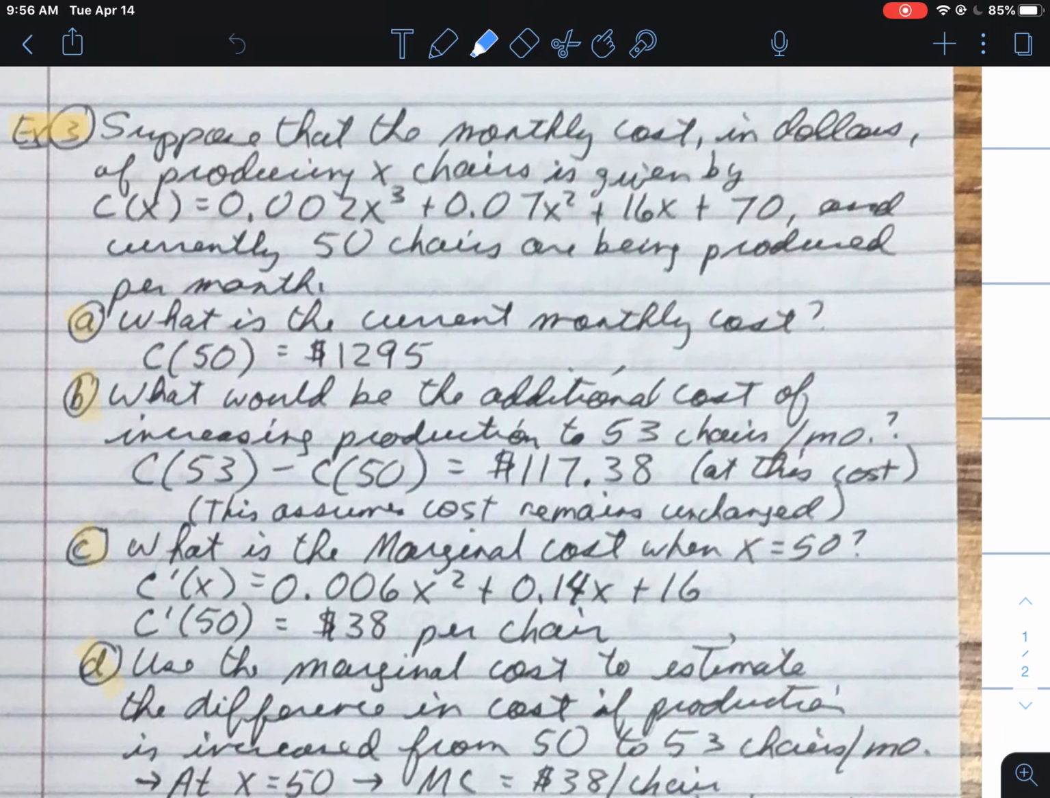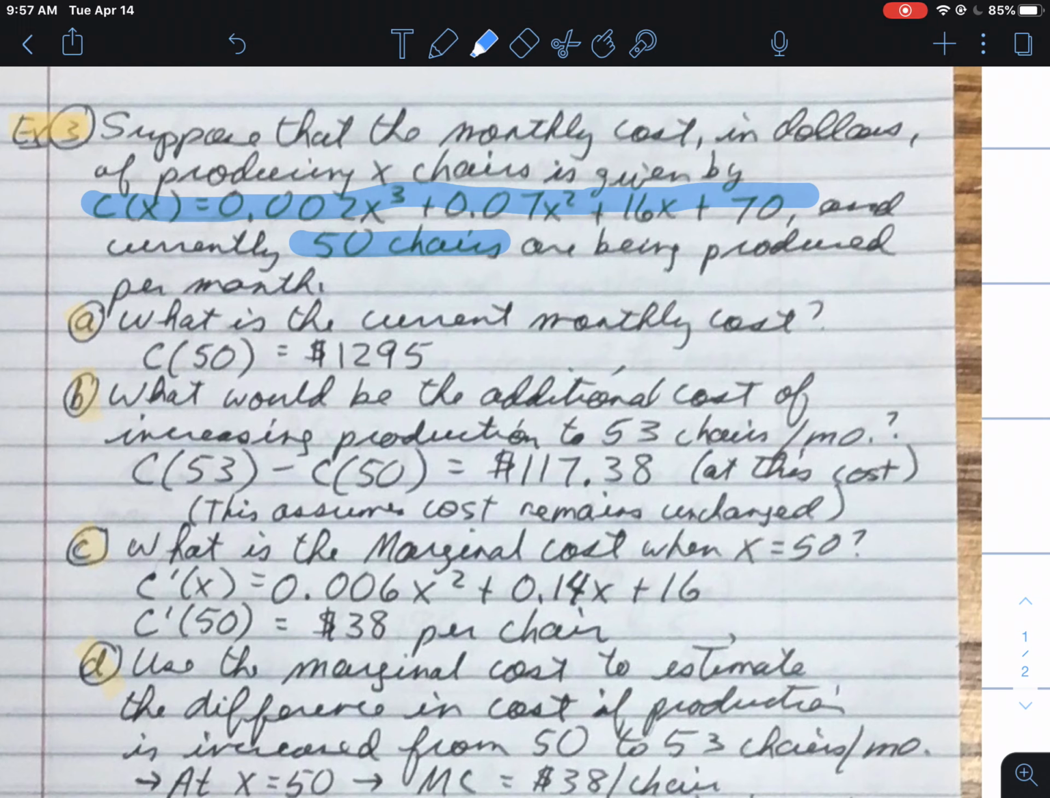Next example will bring up maybe an interesting question or a couple of interesting questions. So let's say, for example, 3. Suppose that the monthly cost in dollars of producing X chairs is given by that cost function, C of X. And currently, 50 chairs are being produced per month. So we have a cost function for producing X number of chairs. Our current production level is 50 chairs per month.